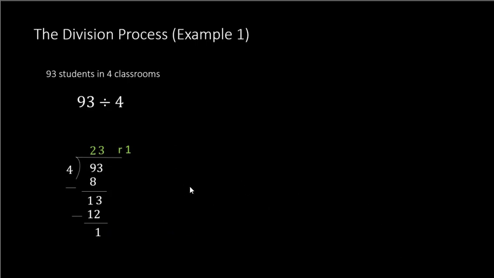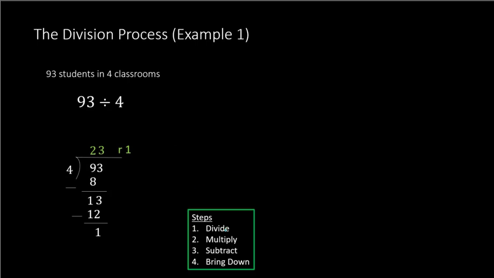If you're one who likes to memorize steps, if that helps you with knowing what to do, the steps are summarized here, where step 1 is divide, step 2 is multiply, step 3 is subtract, and step 4 is to bring down. If you wanted, you can make an acronym. Take D, M, S, and B, and you can make your own sentence out of that to help you remember. You can be creative with that, but the steps are divide, multiply, subtract, and bring down.